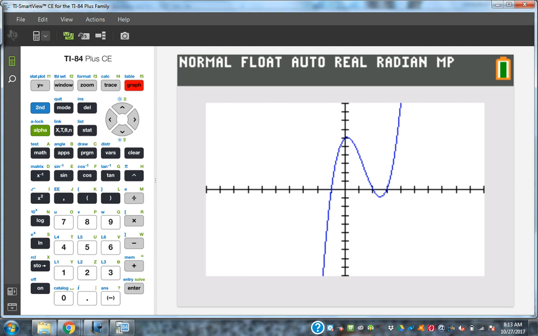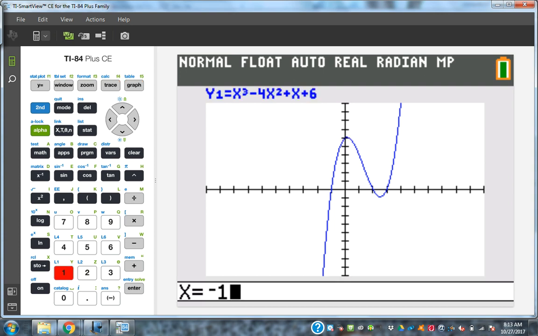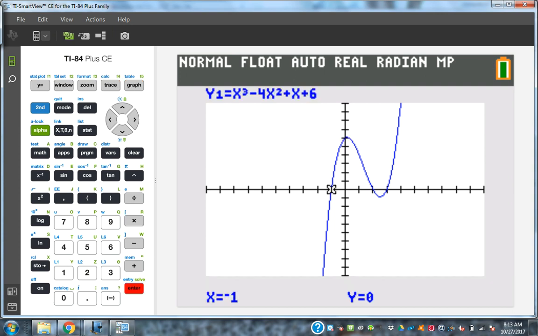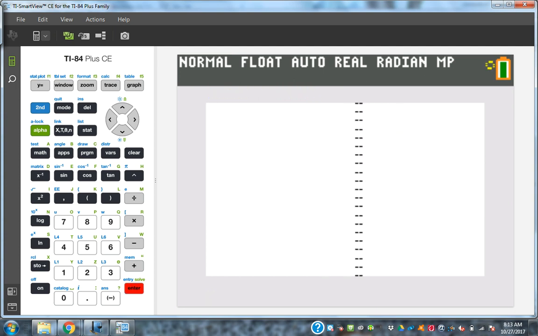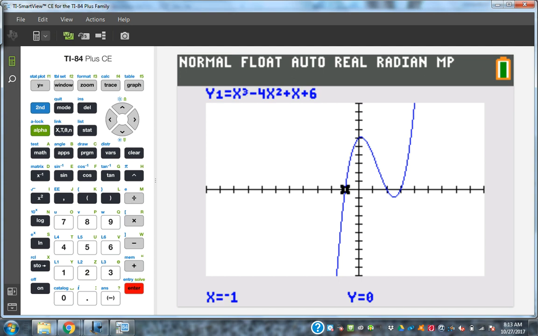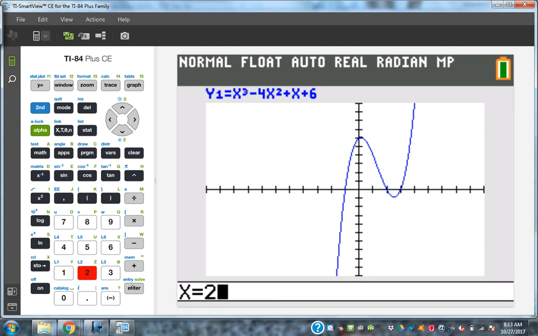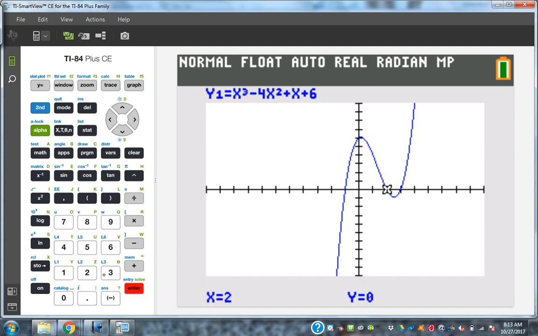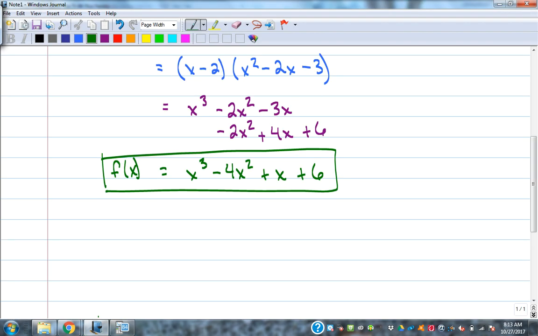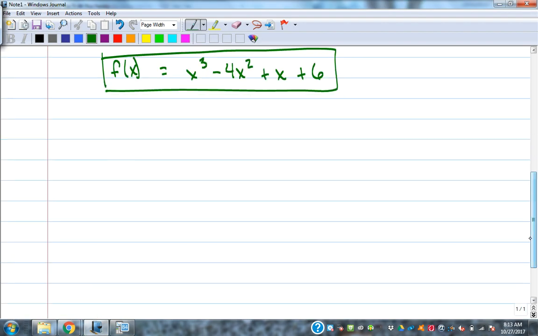So we see there at -1, it's crossing. I can verify that by hitting trace at -1. I get the y value of 0. Then 2, enter, 0, and 3, enter, 0. So I did get the right polynomial at the end. So keep that in mind. There's ways to check. These are equations we're dealing with. So equations always have ways of checking them to make sure you've done them correctly. Let's look at another one.